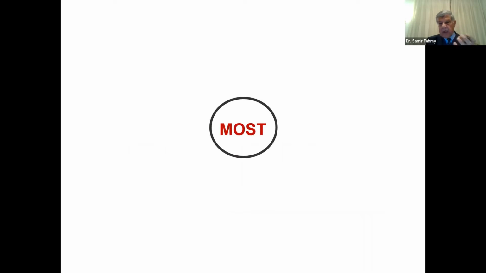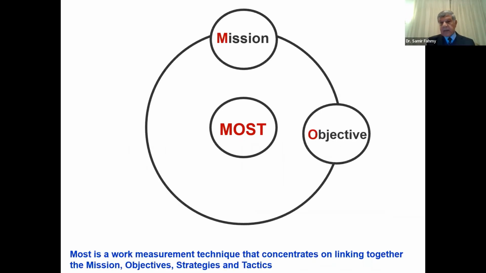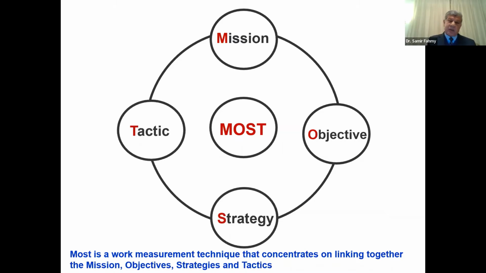Very important to have. This is another acronym, MOST. So what does it stand for? It stands for M for mission, O for objectives, S for strategies, and T is for tactics. So it's clustering. Once you remember the acronym, then you can retrieve each step later on.